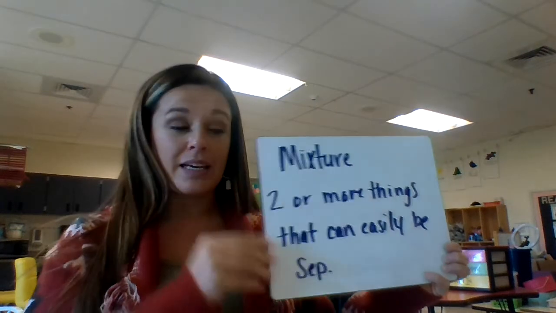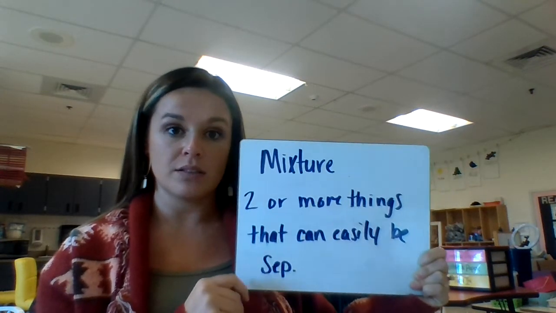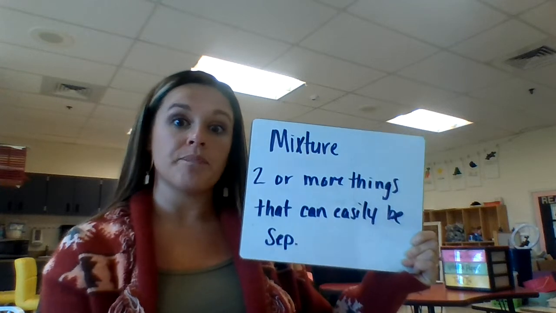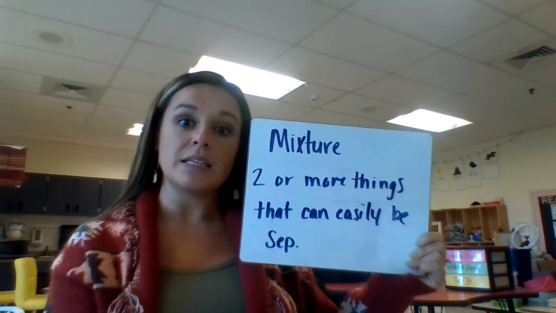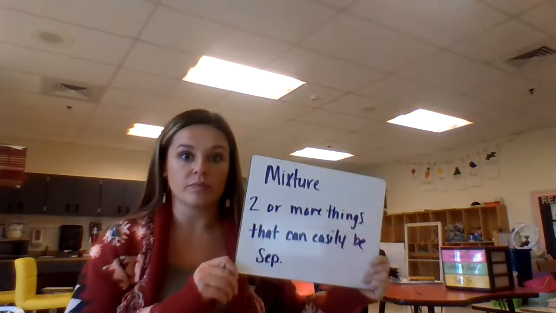And then a mixture, and they give a really good example of this on your lesson. A mixture is two or more things that can be easily separated. So, in the example, it's talking about a banana split. Yes, all the items are together, but you can easily take out the banana, you can easily take out the cherry, or whatever else is in there.